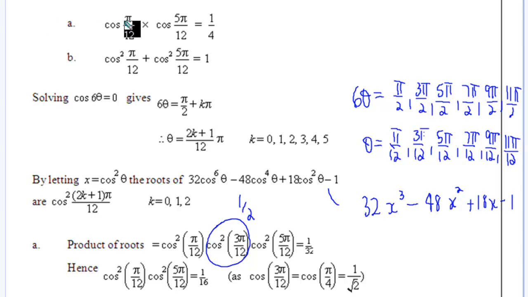So in question 5, we're given this situation. Don't need to prove that. By solving cos of 6 theta equal to 0, show that we can get these two results.